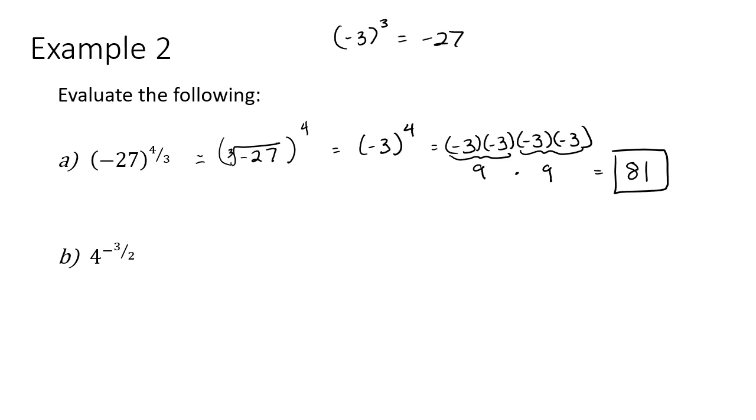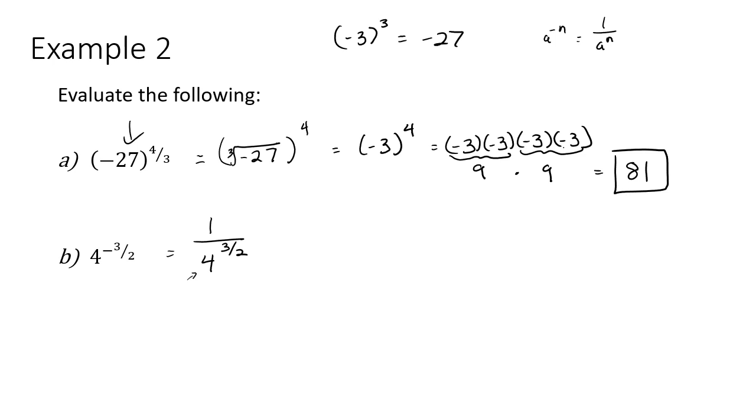For part B, we've got 4 to the negative 3/2 power. Now, it's important that we know how to handle negative exponents. If you've got a to the negative nth power, that's the same as 1 over a to the positive nth power. So 4 to the negative 3/2 power would be the same as 1 over 4 to the positive 3/2 power. And then we can just evaluate this denominator the same way that we handled part A.